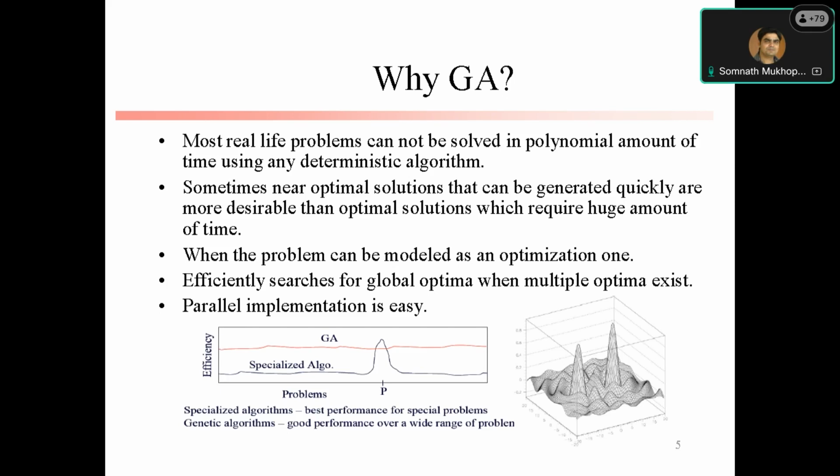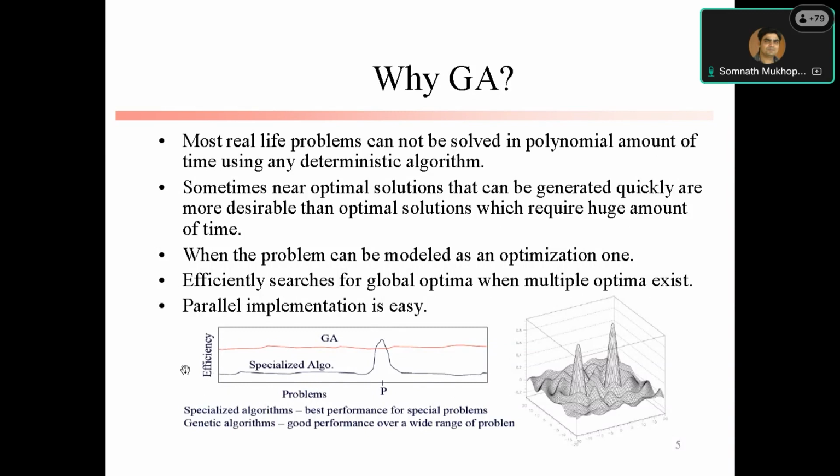That means when there are many local optima, we can use it. Parallel implementation is easy, because there are some components of the algorithm which can be implemented or run in parallel with other parts of the algorithm.